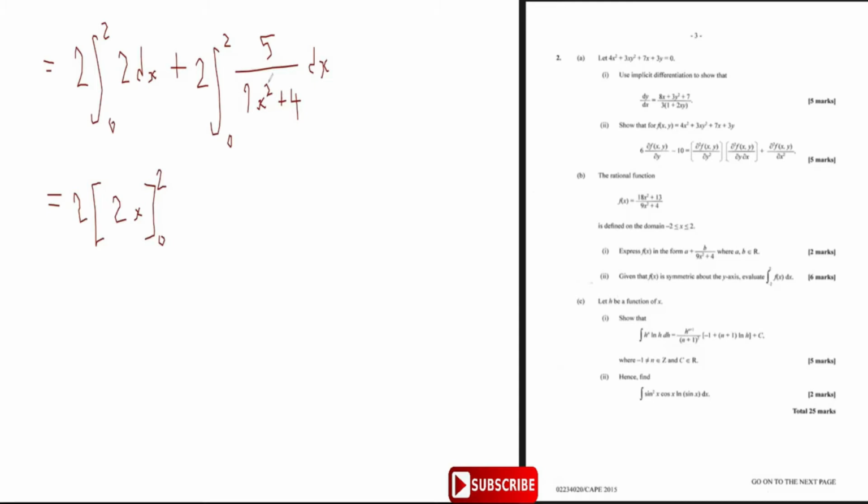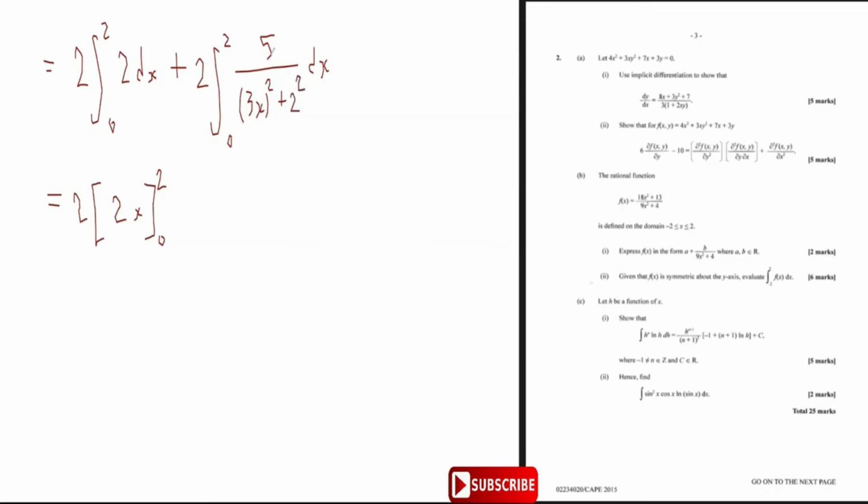Remember, tan inverse tells us that we need to see our a and we need to see our x. So we need to put it in a better form. We know that a over a squared plus x squared integrates to tan inverse of x over a. So look what I'm going to do. Instead of 9x squared, I'm going to rewrite it as 3x all squared. Instead of having 4, I'm going to rewrite it as 2 squared.